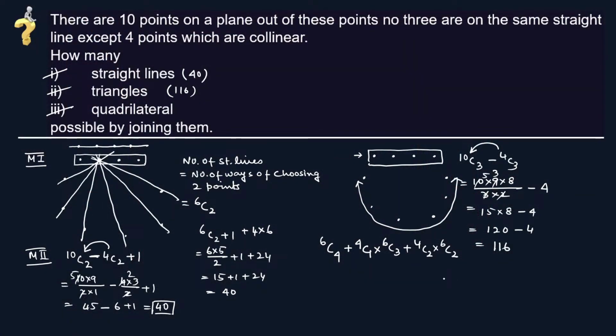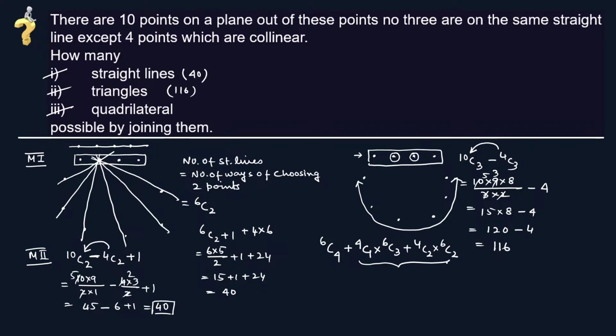Now no more selection I can do, because if I choose 3 points from these 4 collinear points, you cannot form a quadrilateral. So there were 2 options and we have taken those 2 options. The first option was choosing 1 point from these 4 collinear points and 3 points from these non-collinear points. And the second option was choosing 2 points from these 4 collinear points and 2 points from these 6 non-collinear points, which can be done in 4C2 into 6C2 different ways.